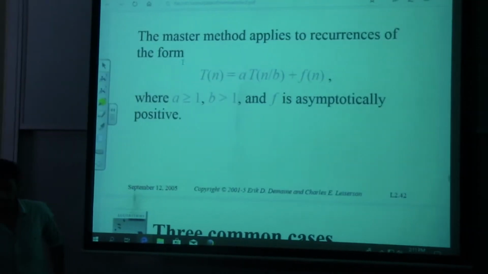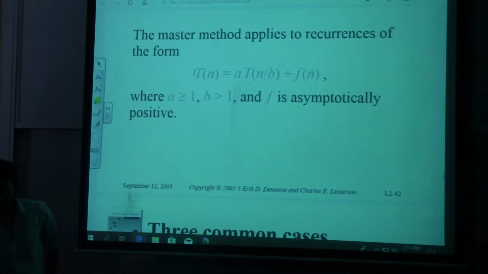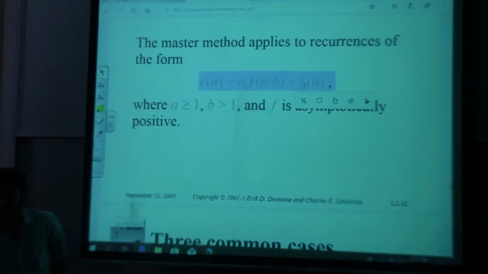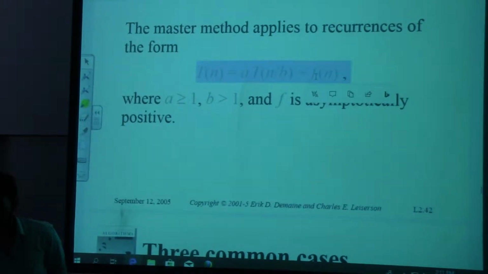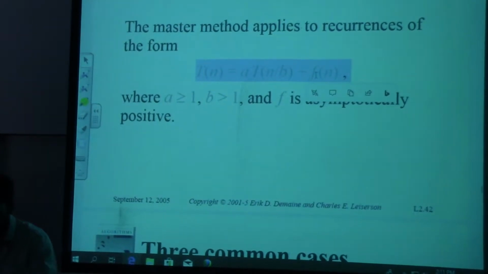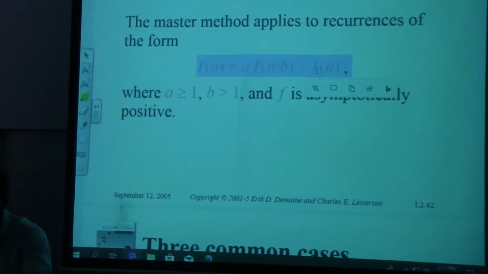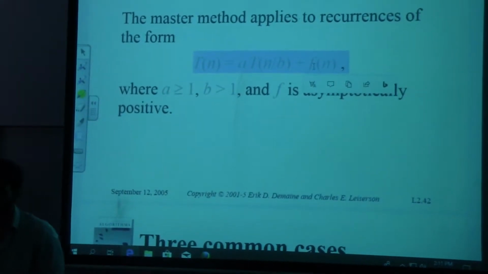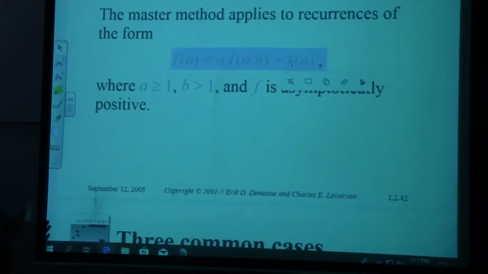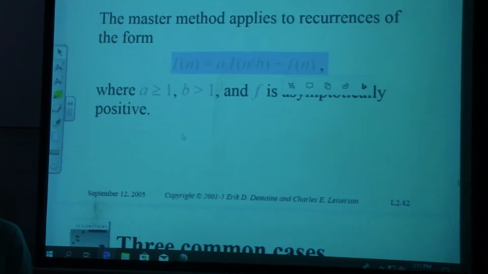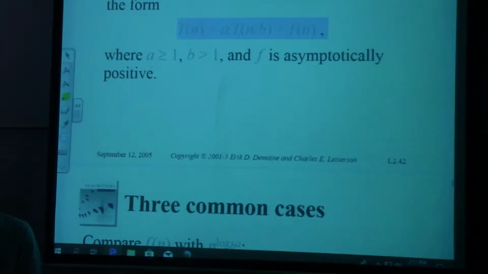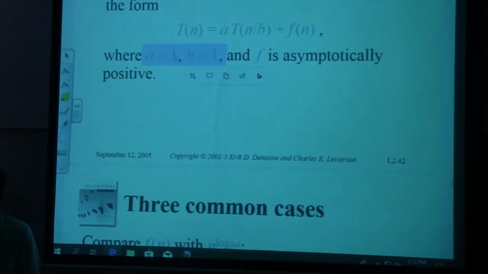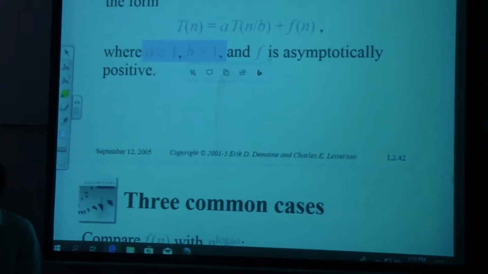So this is the equation that we have seen: f(n), the function that we have written. f(n) means n to the power k log to the power p of n. It's short for that. So this is the condition: a is greater than 1, b is greater than 1.